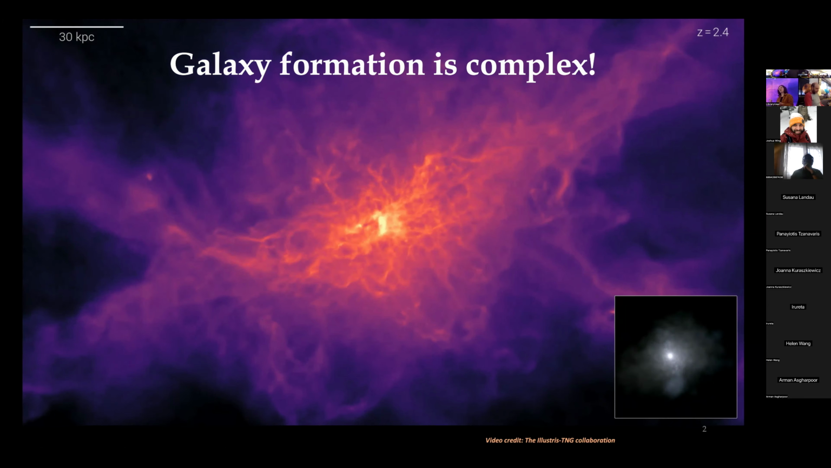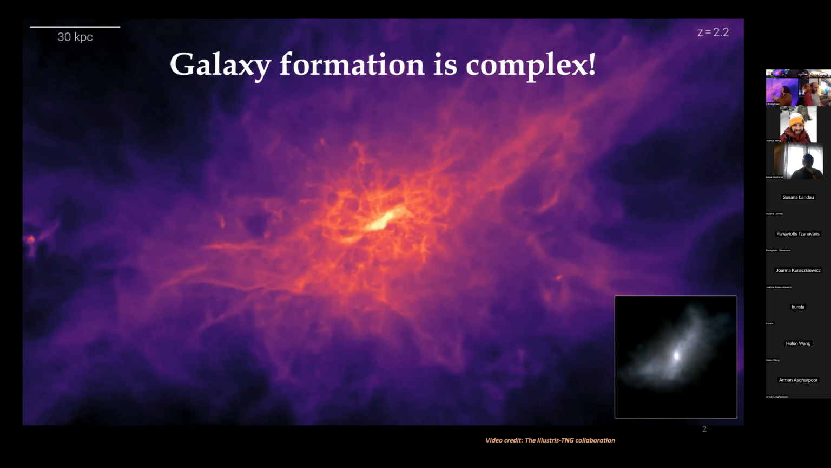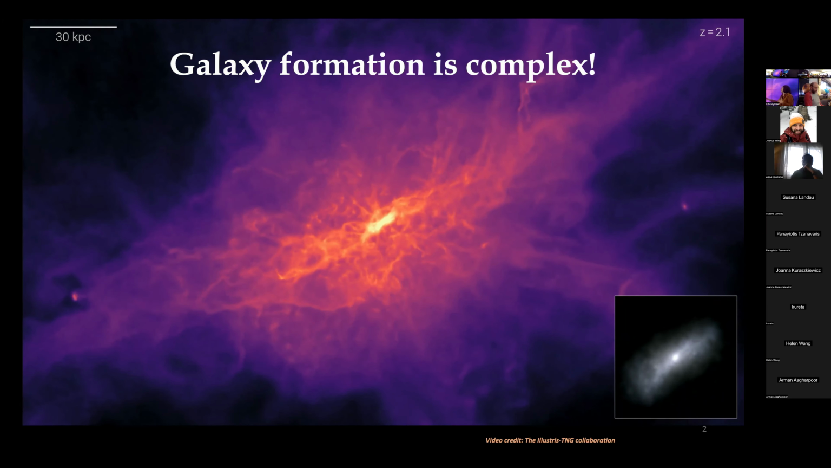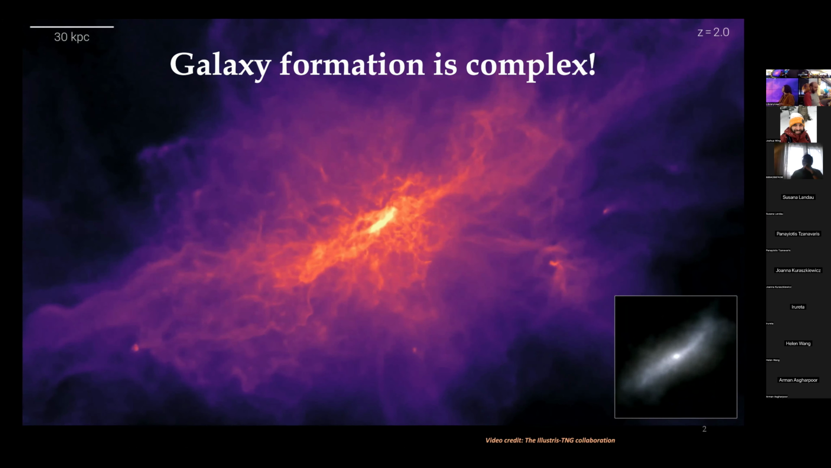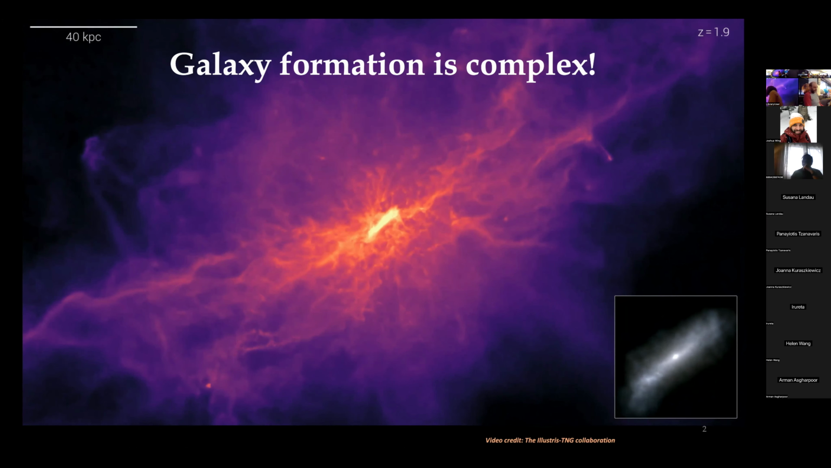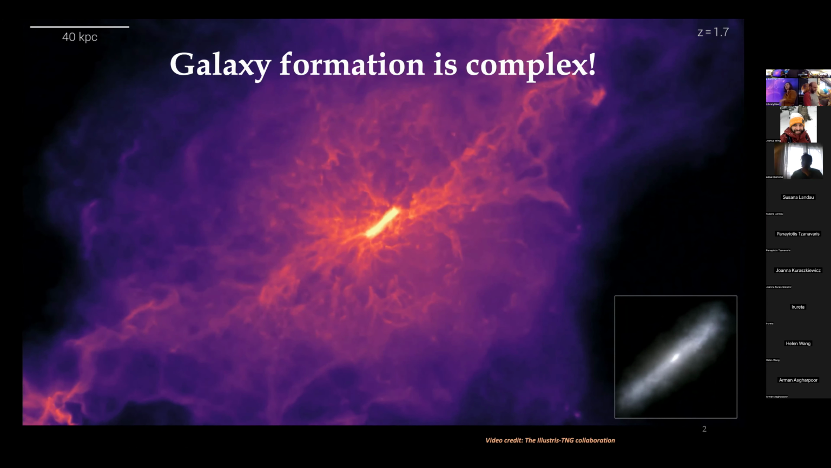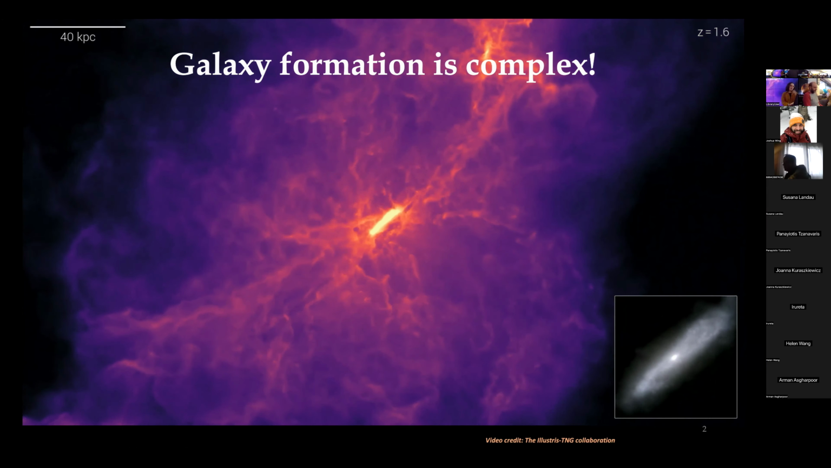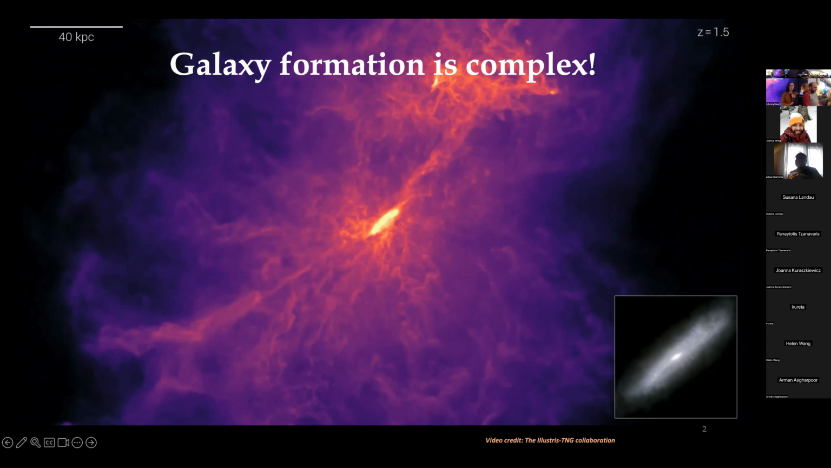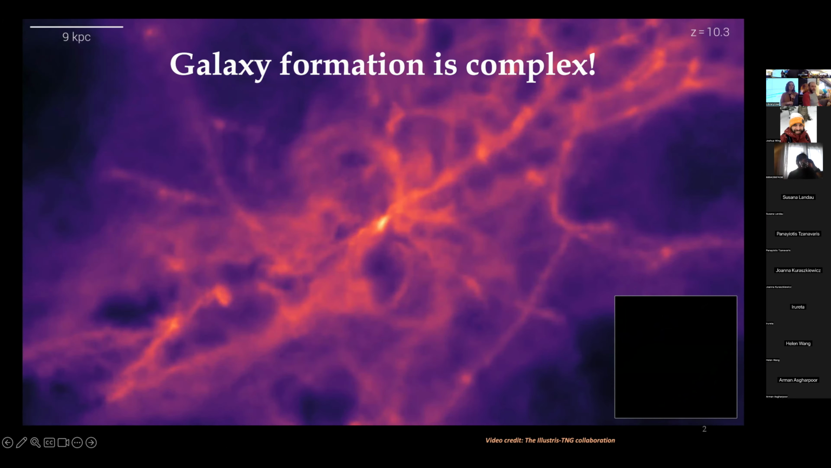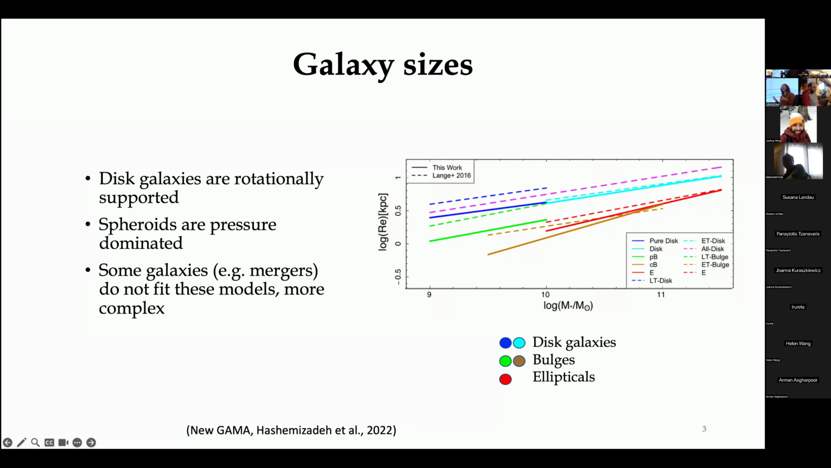Now, in this video, you can see the formation of a galaxy. This is from the TNG collaboration. And here you can see the formation of this galaxy, the gas component, and here in the inset, which is not really visible, is just the stellar component of it. So this is just one of the many examples. Now, among all these very complicated problems, we've chosen to focus on galaxy sizes.